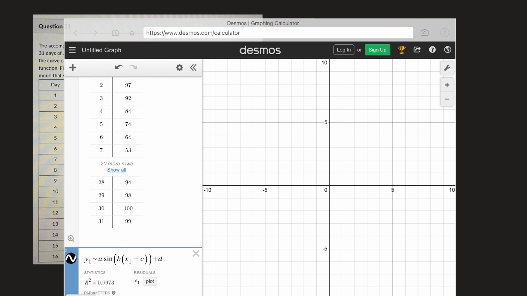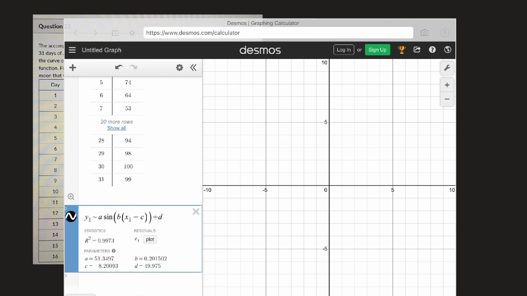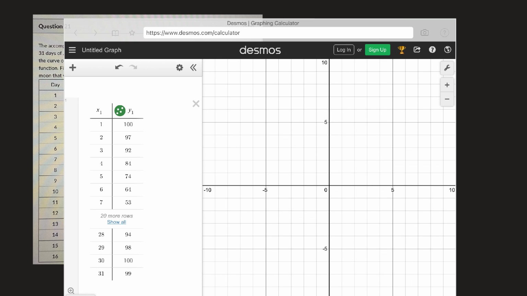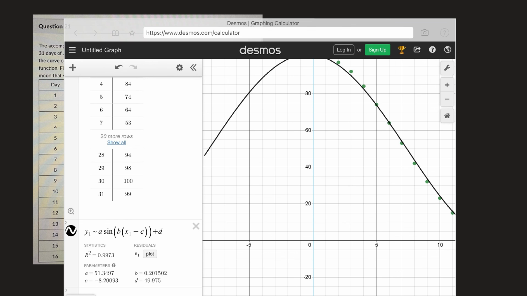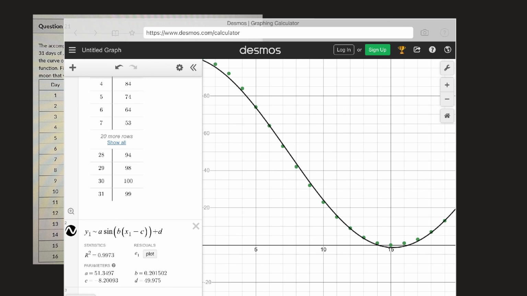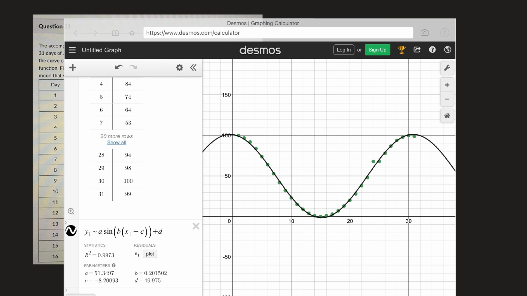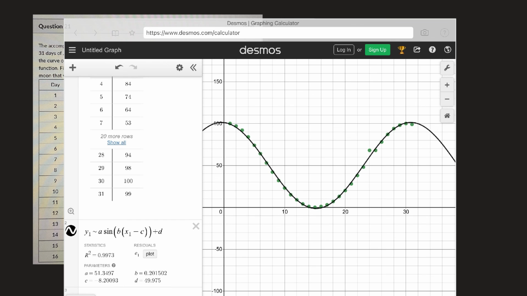All right, so there's my A value, my B value, my C value, my D value. But I can't see my graph. Where's my graph? Oh, here it is. There's my data. Oh, that's some nice looking data right there. Boy, and that curve did quite a good job.